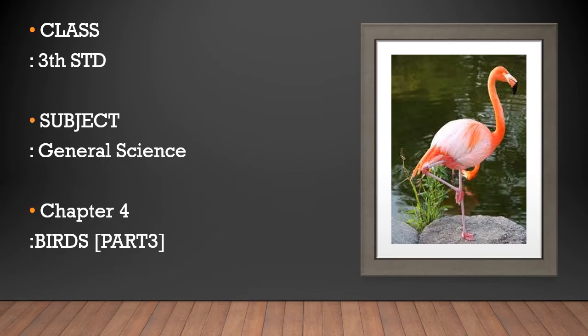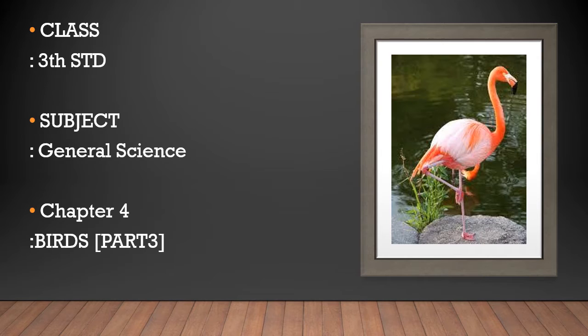The following video is for class 3, subject general science, chapter 4, birds, and it's part 3 of the same lesson. In the first part you learned about the different parts of a bird, how the body is divided, that is head, trunk and tail. Then you learned about feathers. Then you learned about their beak. Beak is nothing but a bird's mouth. For what they use their beak and what are the different kinds of birds which have different kinds of beaks and what are their uses.